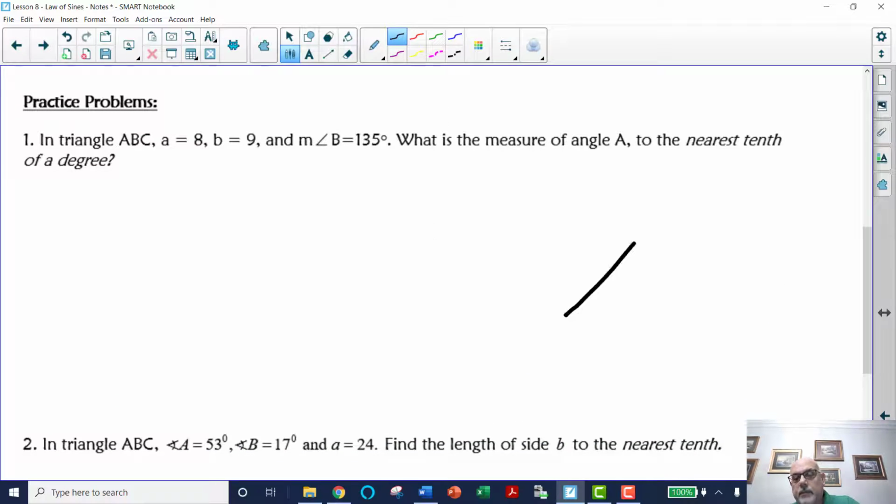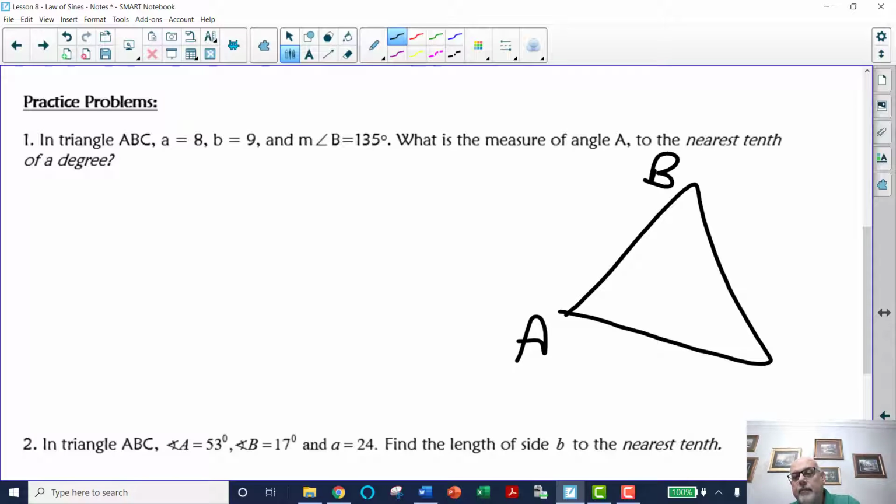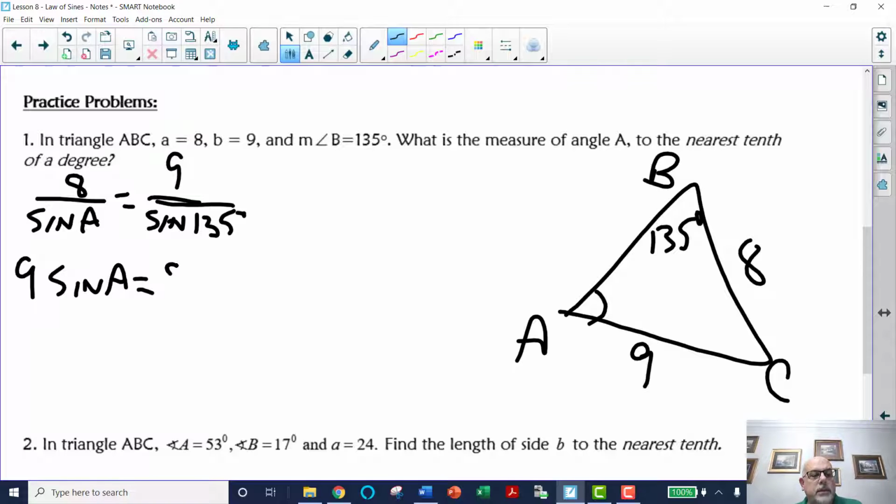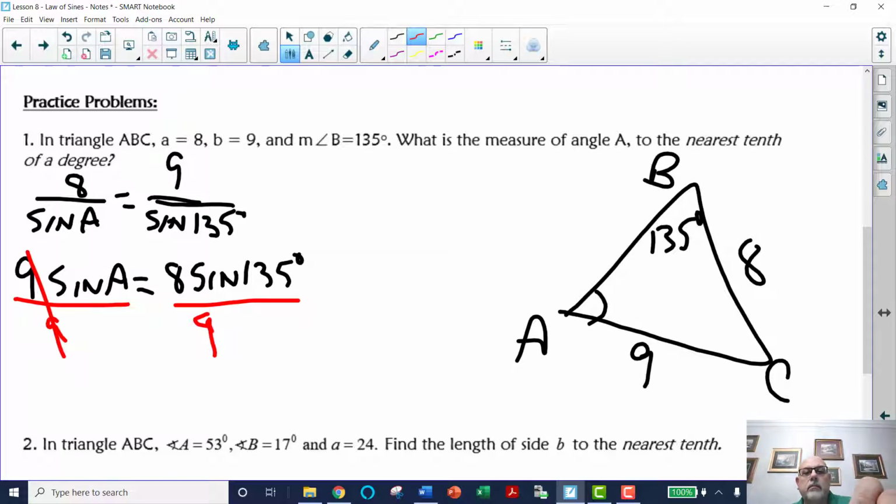This one you have no diagram. So we're going to draw a generic triangle ABC. Again, don't try and draw it to scale. Angle B is 135, that side measures 8, that side measures 9, and we want to find angle A. Okay, so we're going to look at 8 over the sine of A equals 9 over the sine of 135. So we cross multiply and we have 9 sine A equals 8 times sine of 135. And we're going to divide by 9. The 9's cancel.